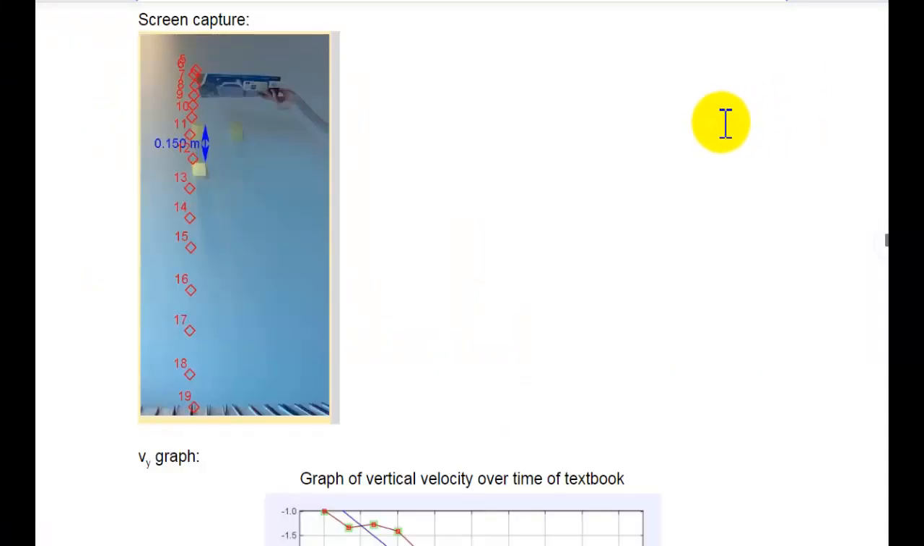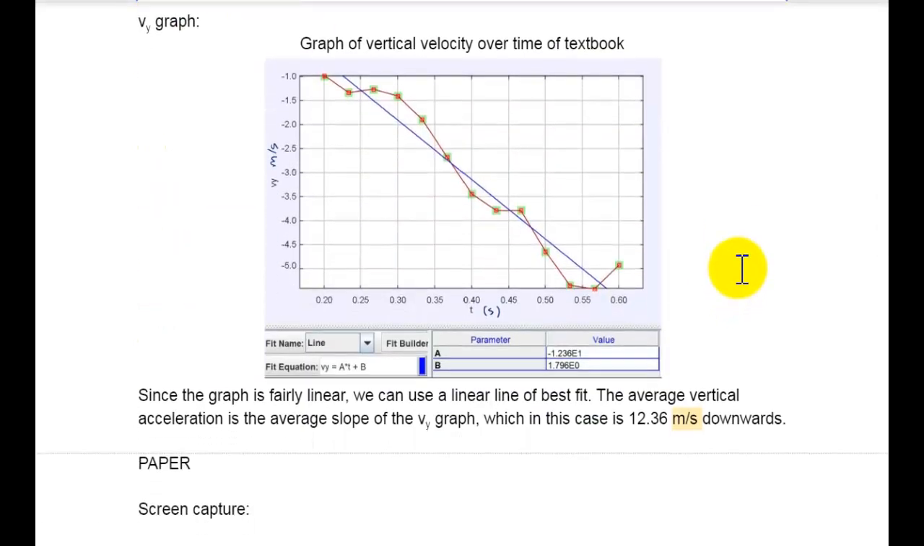Issue number 4. This is the screen capture of the motion of another student dropping the textbook, and this is a graph that she did. So she concluded that from the slope, the acceleration due to gravity is 12.36 meter per second square. Okay, I'm not talking about the unit, but the value itself, 12.36.